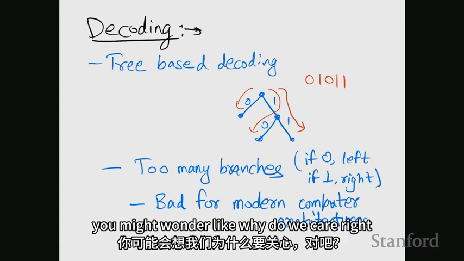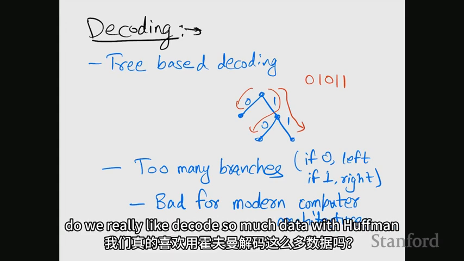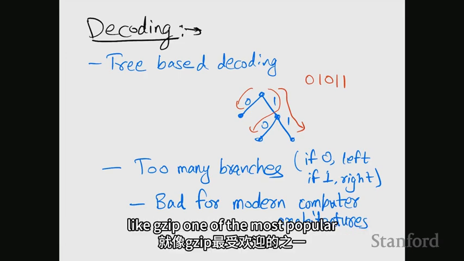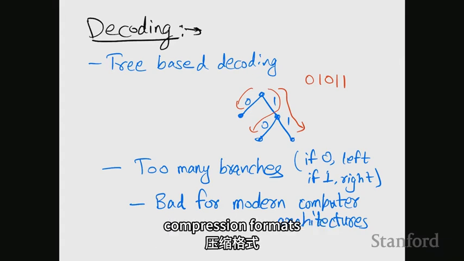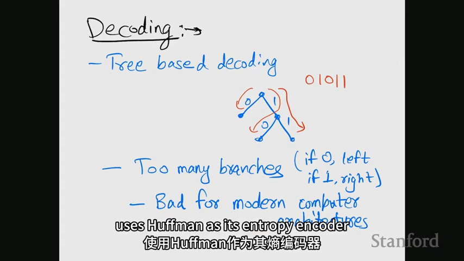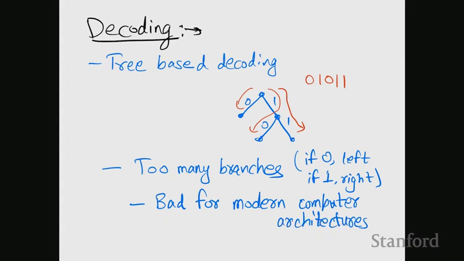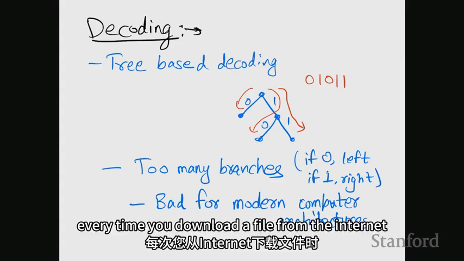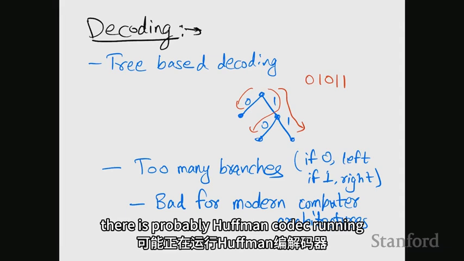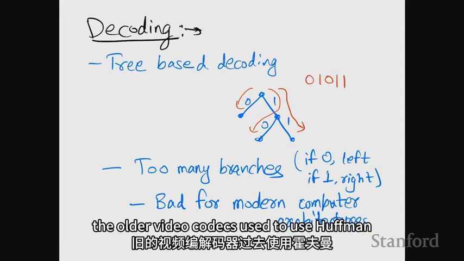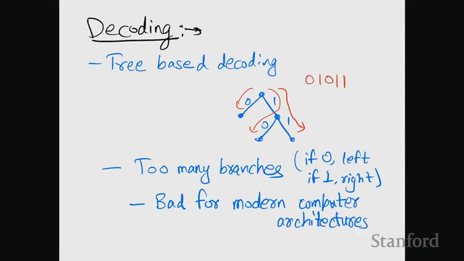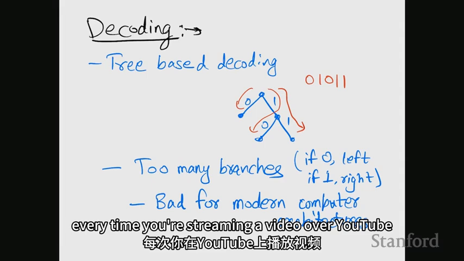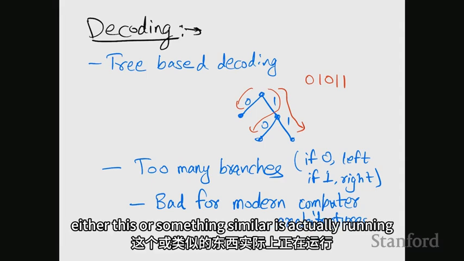And you might wonder, why do we care, right? Do we really decode so much data with Huffman? Actually, we do. gzip, one of the most popular compression formats, uses Huffman as its entropy coder. And every time you download a file from the internet, there is probably a Huffman coder running. The older video codecs used to use Huffman. Newer ones, I don't know. Every time you're streaming a video over YouTube, either this or something similar is running.